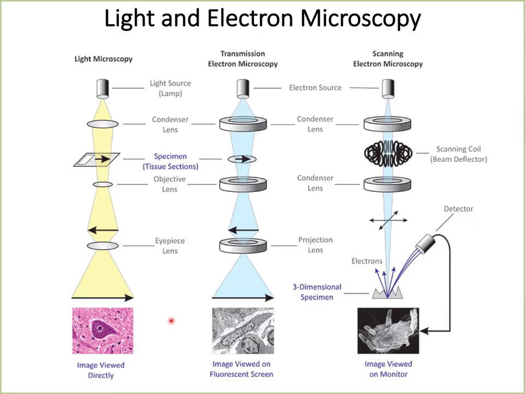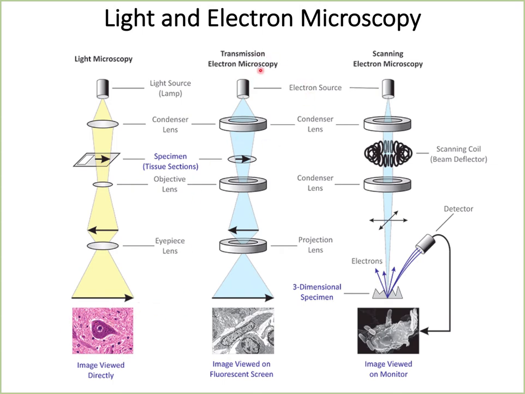Here we are trying to give an overview comparing light, transmission and scanning electron microscopy. You can see that light microscopy has a light source, and then a condenser lens, and the light coming out of the light source is focused onto the specimen. From there, it goes to the objective lens, then the eyepiece or the projection lens, and this is the vision that you can see.